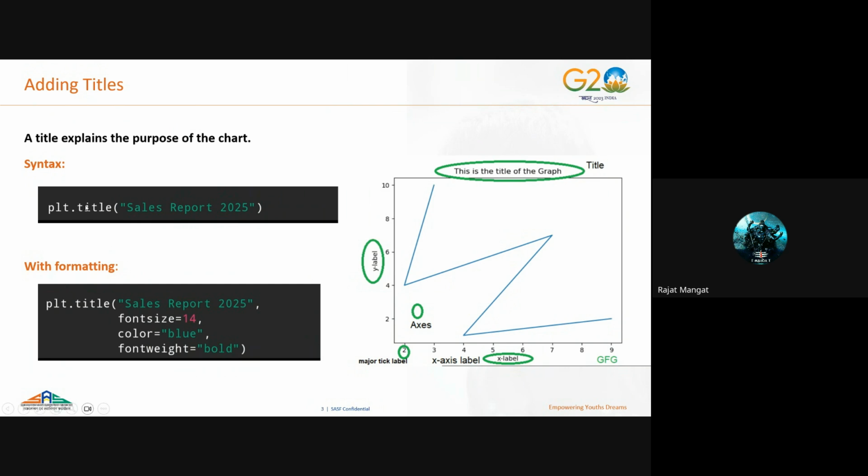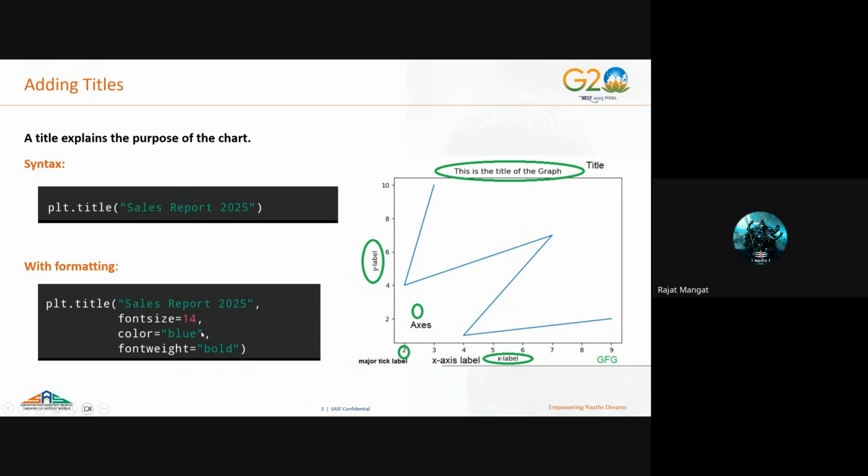The syntax of using title is basically plt.title("Sales Report 2025"). We will see this in live examples in VS Code in a while. We can also format the title. Earlier we were only giving a heading to the title, but now if you want your title's font size to increase, or you have a particular font size that you need to define, you can use the below syntax, like fontsize equal to 14, color equal to blue, fontweight equal to bold.